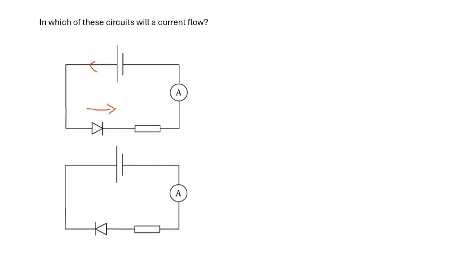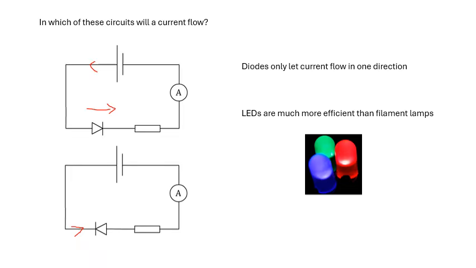In the second one, yeah, no current, because the current cannot flow through the diode when it's like that. Yeah, when we say it's reverse biased, it has a very, very high resistance. Okay, diodes only let current flow in one direction.